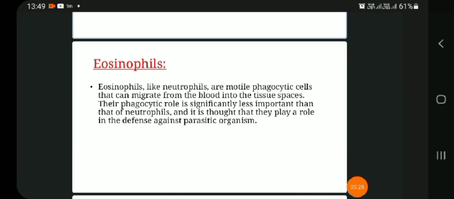The next type of cell is eosinophils. Eosinophils, like neutrophils, are also motile phagocytes that can migrate from blood into the tissue spaces. Their phagocytic role is significantly less important than that of neutrophils. Neutrophils play a much more major role in the elimination of infection or removal of inflammation from the body than the eosinophils. They are thought to play a role in the defense against parasitic organisms.